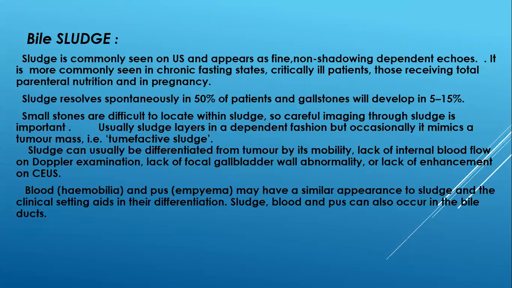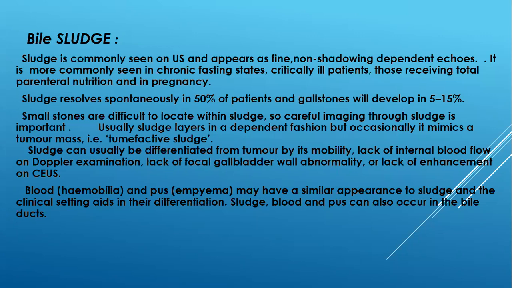Bile sludge is commonly seen on ultrasound and appears as a fine non-shadowing dependent echo، يعني وين المكان اللي يتجمع بالجرافيتي يوصل بيه. It is more commonly seen in a chronic fasting state, critically ill patients, those receiving total parenteral nutrition and in pregnancy. Sludge resolves spontaneously in 50% of patients, and gallstones will develop in 5 to 15% of cases of the bile sludge. Small stones are difficult to locate within the sludge مثل ما شفناها بالبداية على الCT والMRI إنه شلون detected. So careful imaging through the sludge is important.